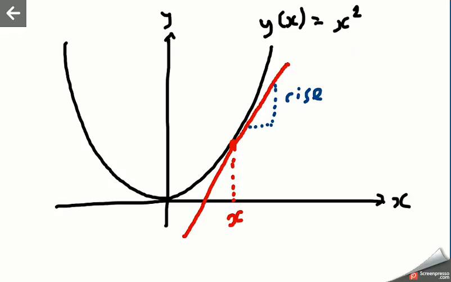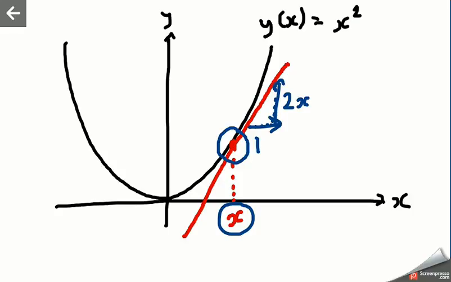That's all we know. So let's let the run be equal to 1. And then the rise has got to be equal to 2x, because 2x divided by 1 is 2x. And so what this is telling us is that at this particular moment, the values of y are increasing by 2x when x increases by 1. So when we have the input value little x here circled, at this particular moment, for each increase of x by 1, the function y of x increases by 2x. The y values increase by 2x.